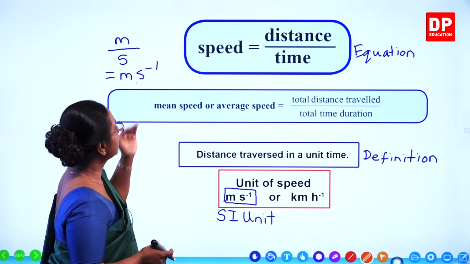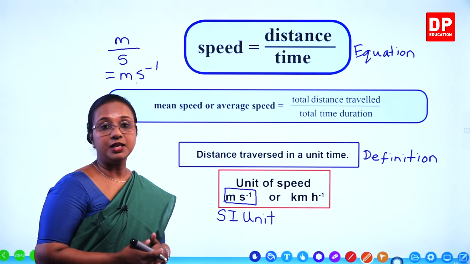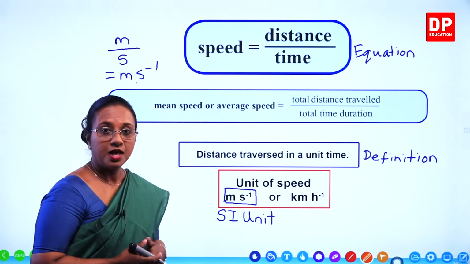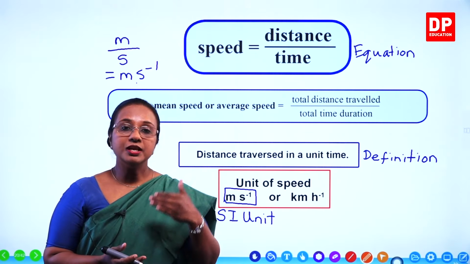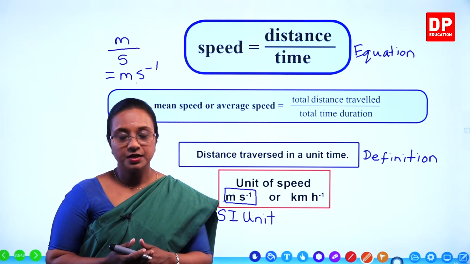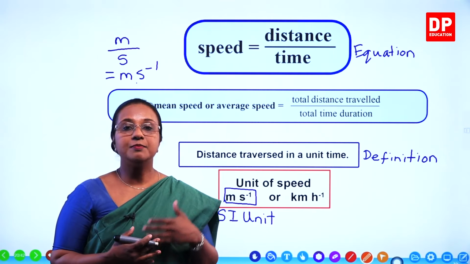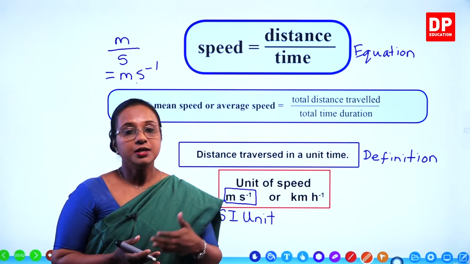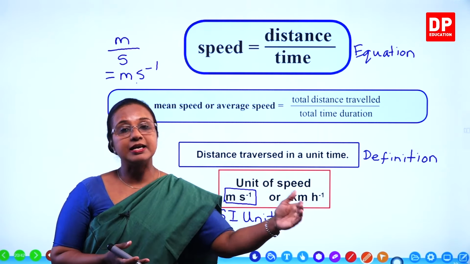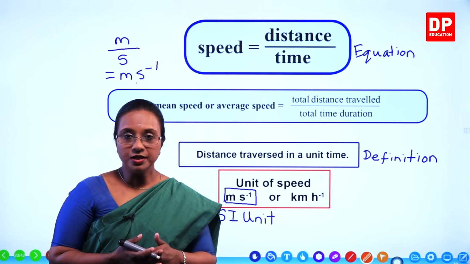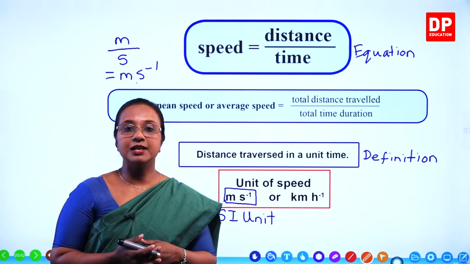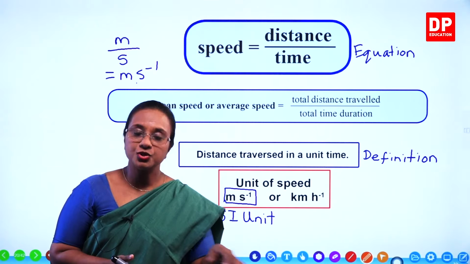Then we have something called the mean speed or average speed. Now this is from experience. You will know when you leave to school from home, if you are traveling by a car or a van, that there are colored lights in between. So when you go along the road, you will have to stop at a colored light. Then the car has to slow down.